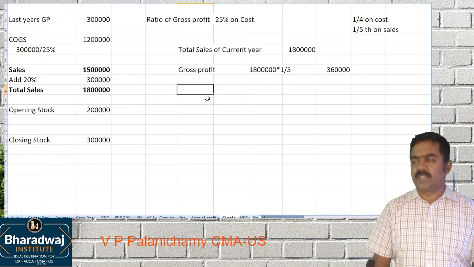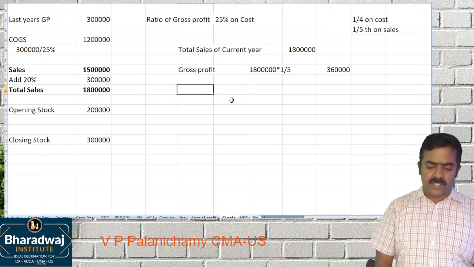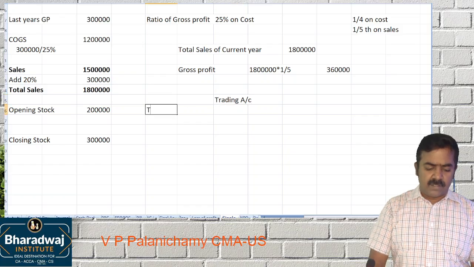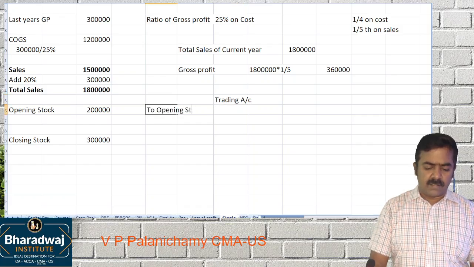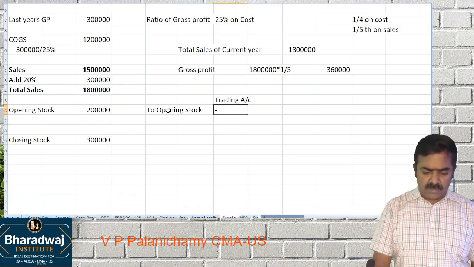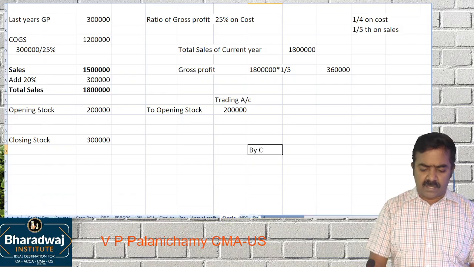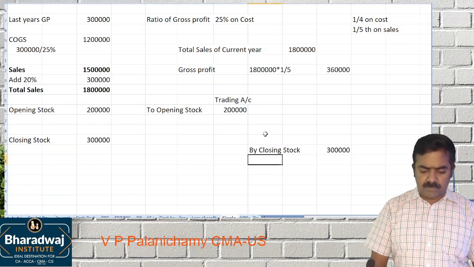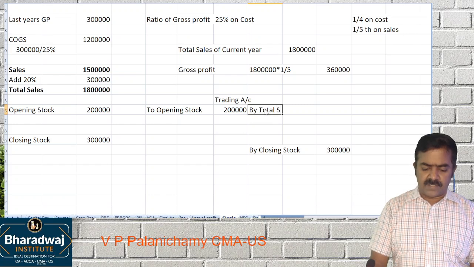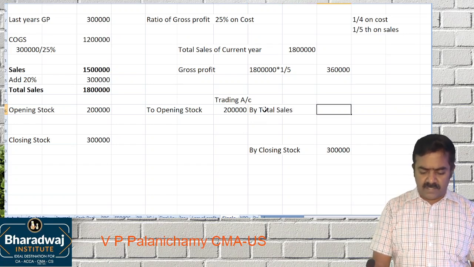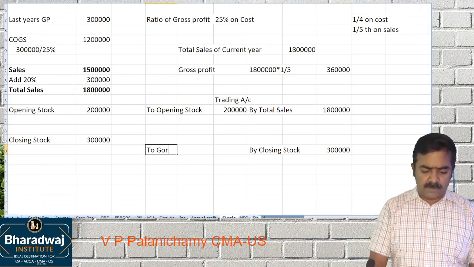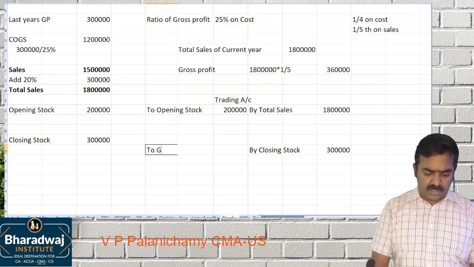Wait. There are two methods in which we can find out purchases. One is to prepare a trading account. What is the opening stock? 2 lakhs. And the stock level is increased and maintained at 3 lakhs. What is the closing stock? 3 lakhs. By total sales, what is the total sales of the year? Current year 18 lakhs, to gross profit. Gross profit how much?